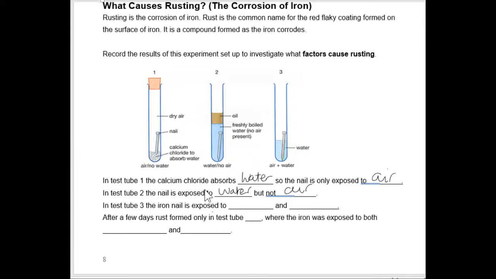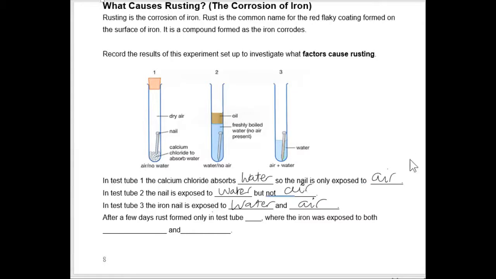There was a bit of a problem with the recording of the video there, so I'll just make sure I clarify everything that went on before the video stopped recording. Test tube 1 contains calcium chloride, which absorbs water, so the nail is only exposed to air. In test tube 2, the nail is exposed to water but not air. And in test tube 3, the iron nail is exposed to water and air.